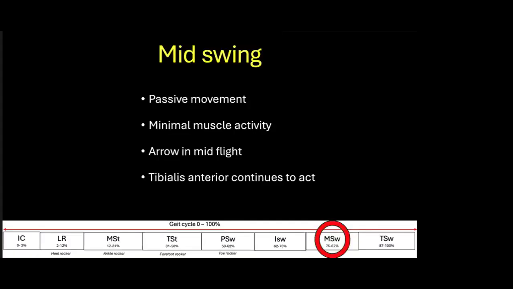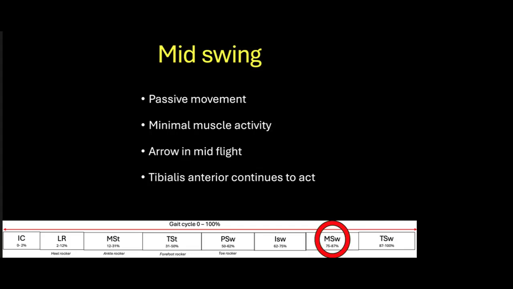So let's move on to mid swing now, where the trailing limb is going to cross the stance phase limb and is going to move ahead of the stance phase limb. So this is a passive movement. There is very minimal muscle activity because of the rapid and powerful contraction of iliopsoas. We have seen that in the initial swing phase there is a lot of energy that is generated. So that momentum is just going to get carried forward in the mid swing.